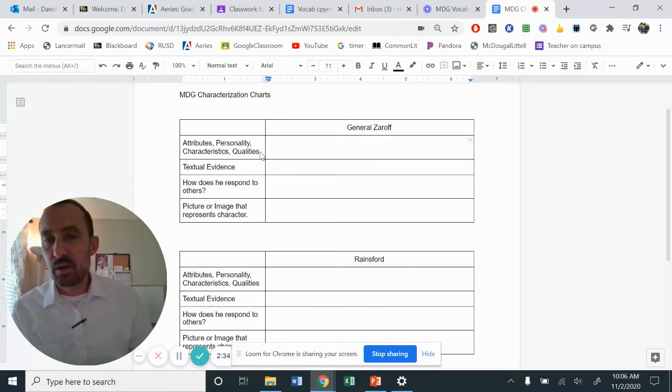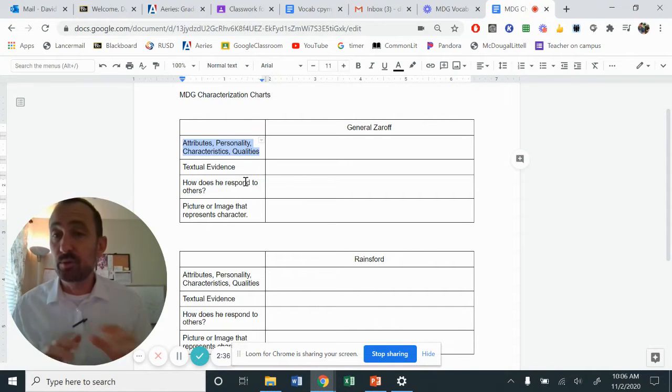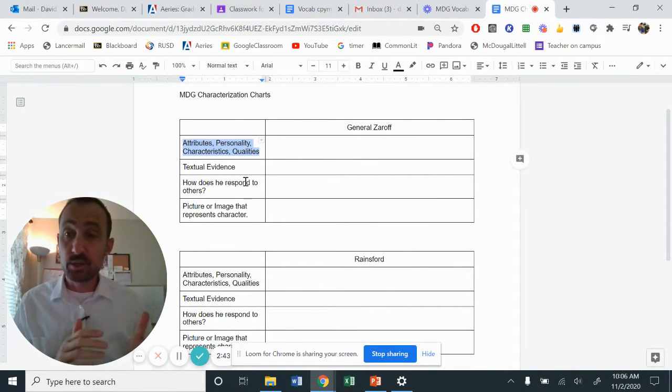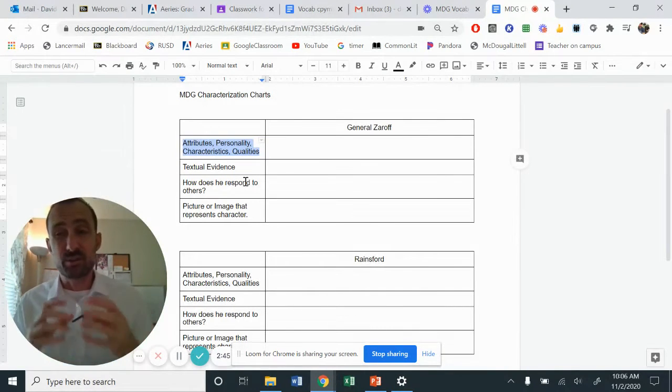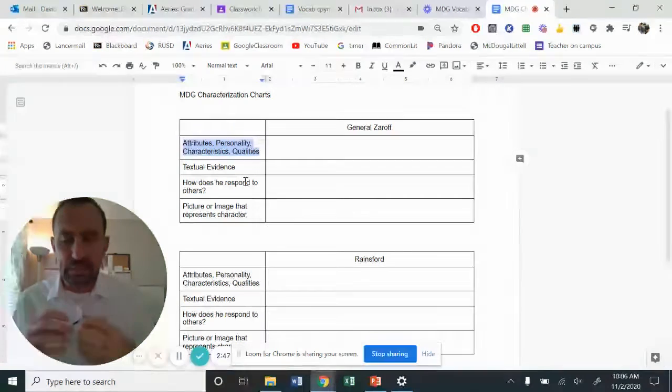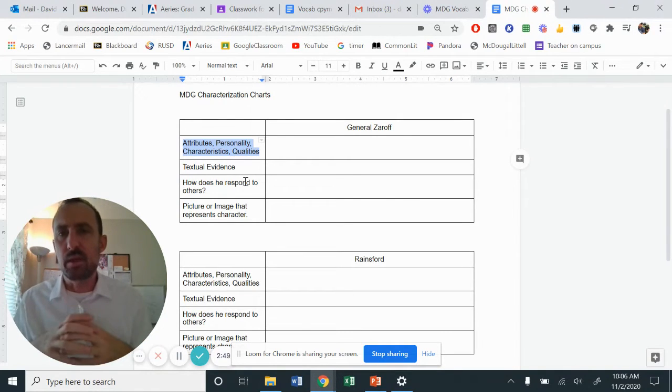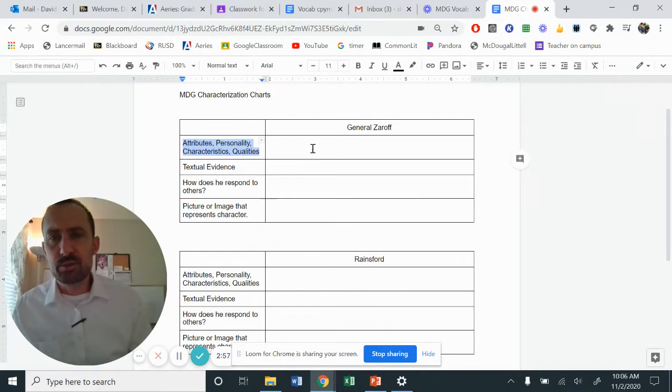So the very first one that you want to mark down are some attributes, some personalities, some characteristics, who they are as people. Marking down that General Zaroff is a hunter is good. However, there's more to him. What's his personality like? How would you describe him? What are his qualities? What is the feeling you get when you are done reading about him? Okay, so you're going to mark those down there.